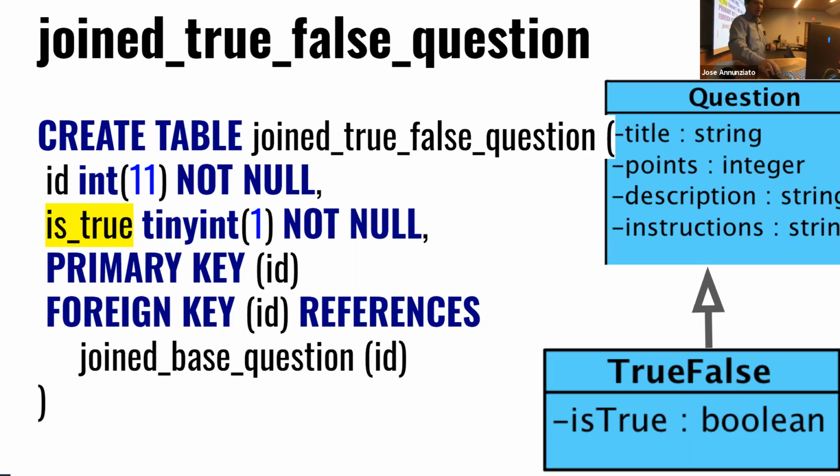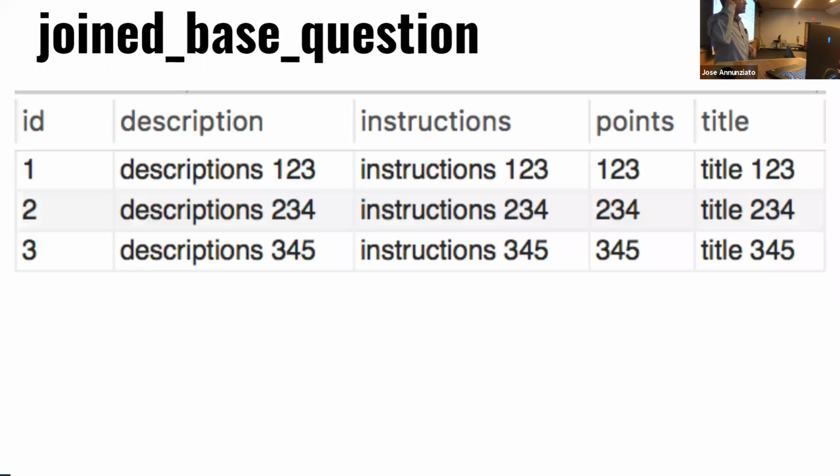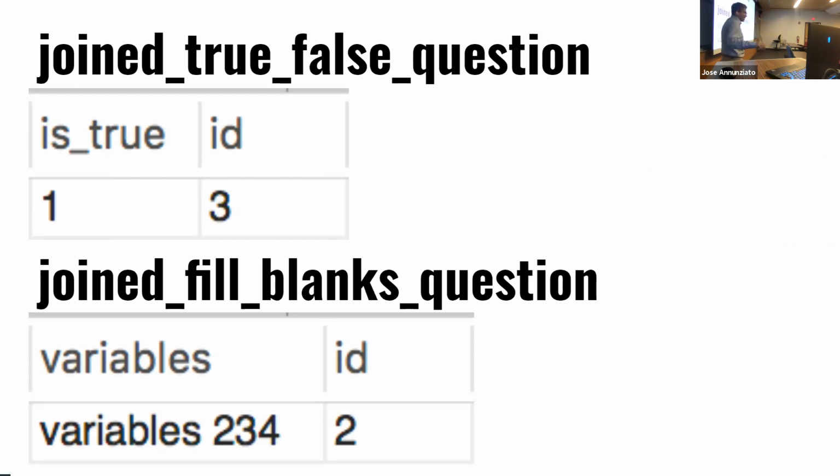Similarly, with the fill in the blank version, same thing. We only have the variables here, and we have the primary key, which is also a foreign key. So there's a one-to-one, and I would put here also the cascade delete. An example of what the tables might look like: in the base questions, you might have 3 records, with the descriptions, the instructions, how many points, the title of the question. Whereas in the true false table, you might have one. So there are 3 questions in total, and one of them is a true false question. It has the ID which is referring to the 3rd question, whereas this one is referring to question number 2.